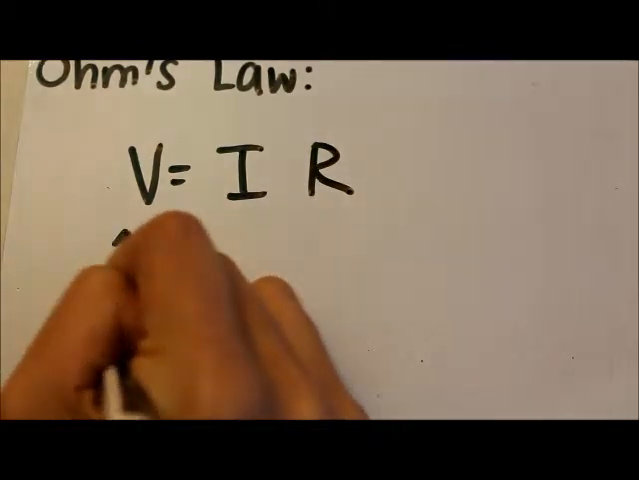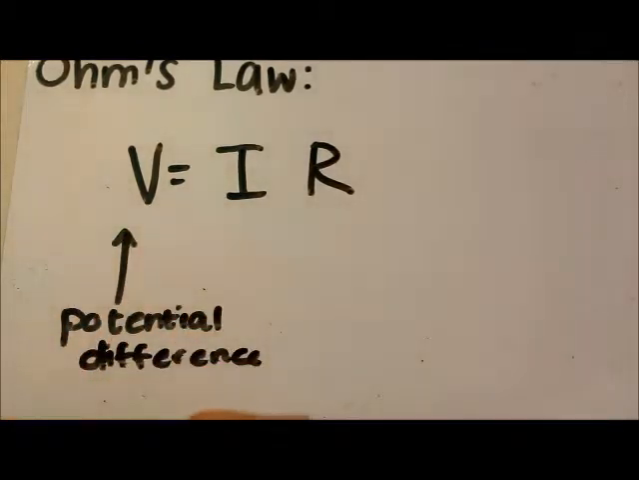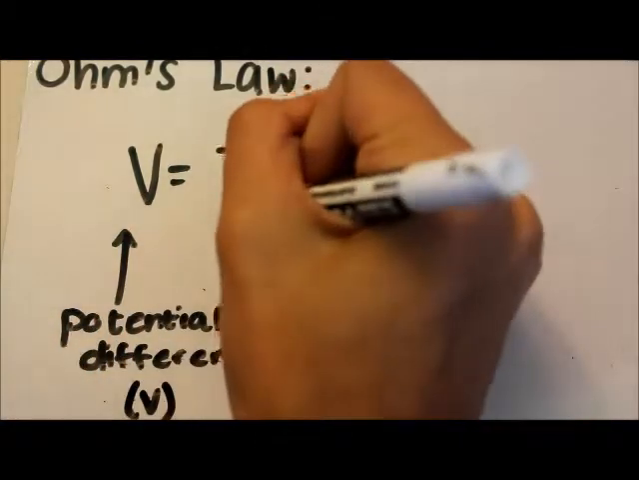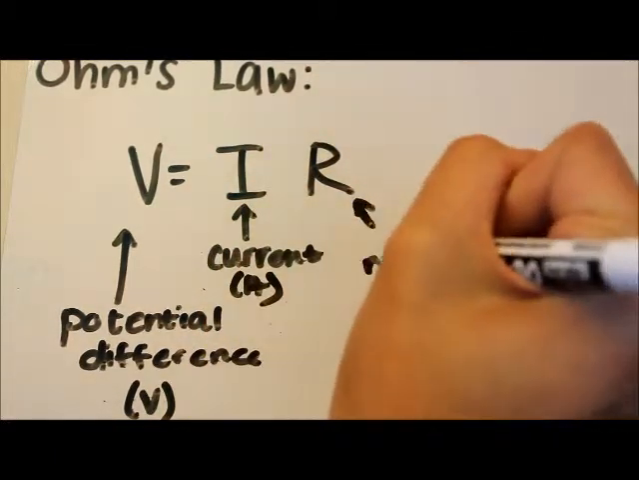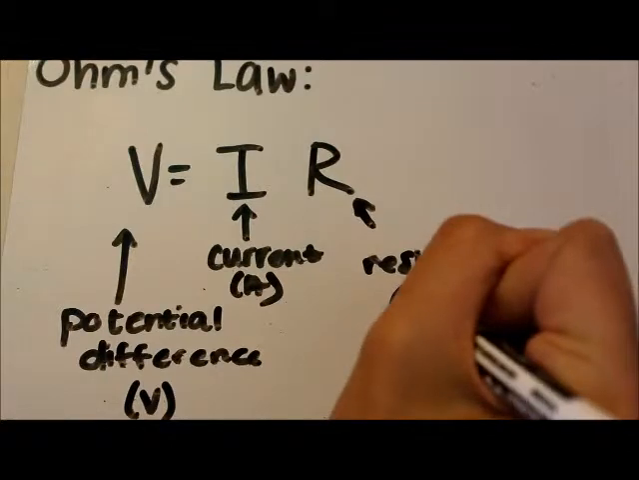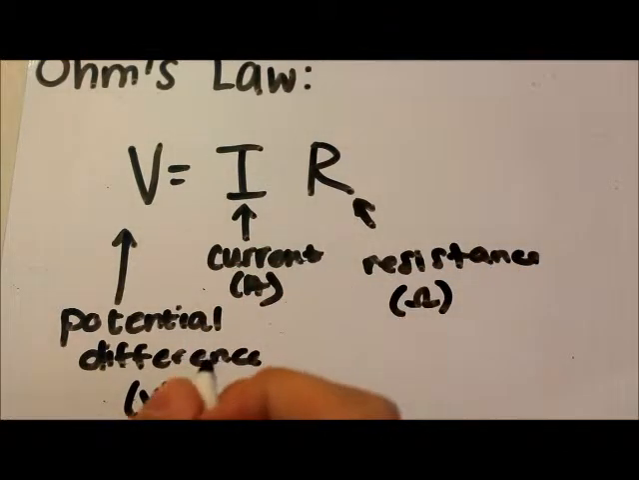Potential difference is measured in volts. Current is measured in amperes, and resistance is measured in ohms.